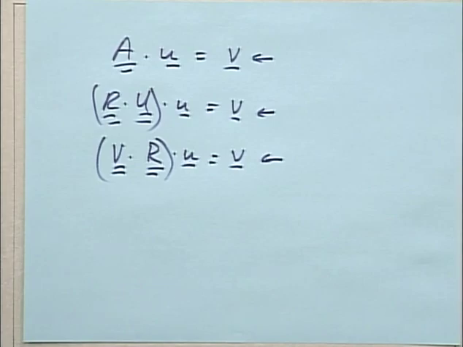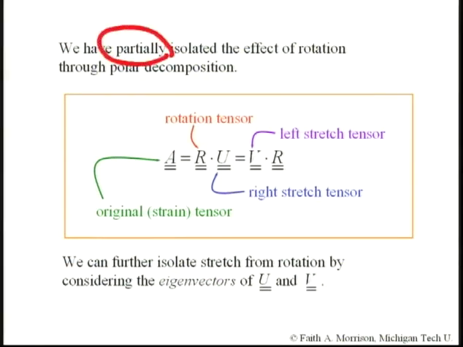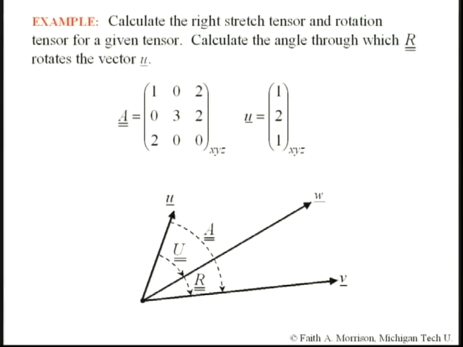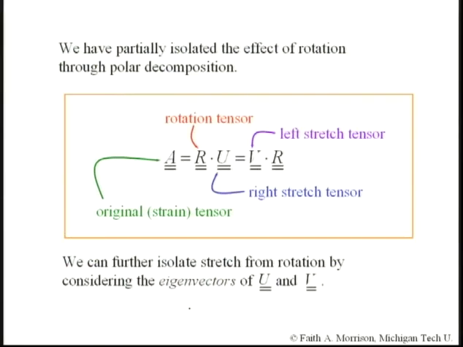So one thing you'll notice is that we've only partially isolated the effect of rotation. You see in this example that when I applied U, it rotated and stretched. But we have taken all the stretch out of the R part. And so the other trick is to now go back to our original idea that we're using these as strain measures. And we weren't very specific about what we needed to follow in doing a strain calculation. And now we can choose to be specific.